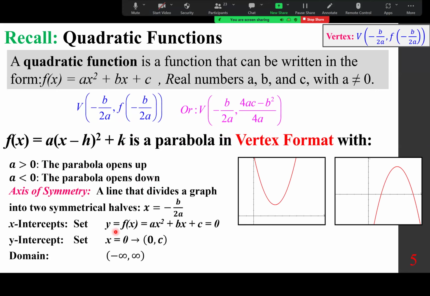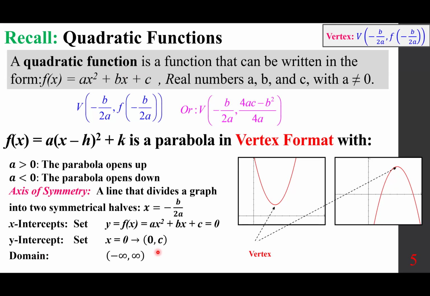X-intercept, you set y or f of x equal to 0. Y-intercept, you set x equal to 0. And from here you get 0, c. Domain is all real numbers. And as you can see, this and this one are called the vertex.